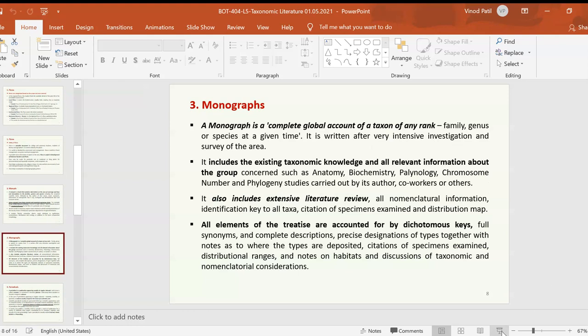Now, monograph. So this is something different in some of the ways. A monograph is a complete global account of a taxon of any rank.